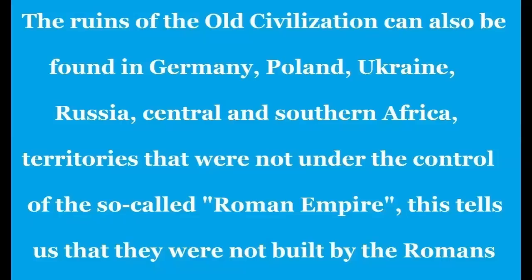The ruins of the old civilization can also be found in Germany, Poland, Ukraine, Russia, Central and Southern Africa, territories that were not under the control of the so-called Roman Empire. This tells us that they were not built by the Romans.